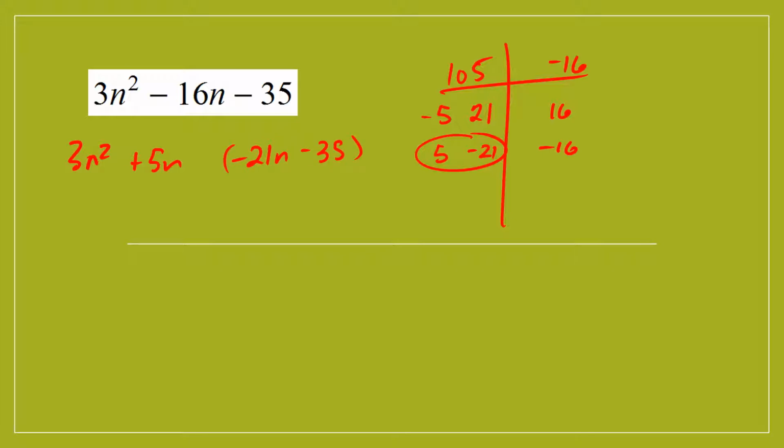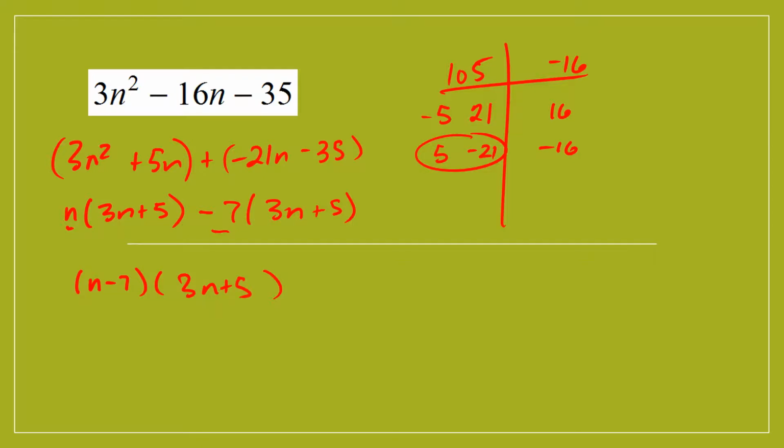Group them. Put a plus in between. Let's see, I can only take out an n here, it looks like, so I'd have 3n plus 5. And here I could take out a negative 7, and I'd be left with 3n plus 5. So my outside factor would be n minus 7. My matching factor would be 3n plus 5. And no GCFs in any of those, so that is done.